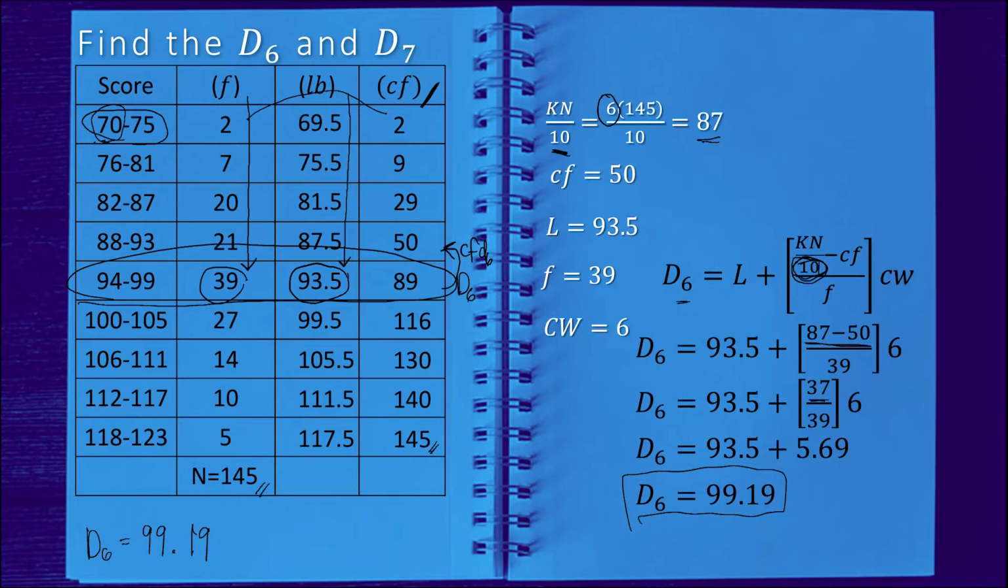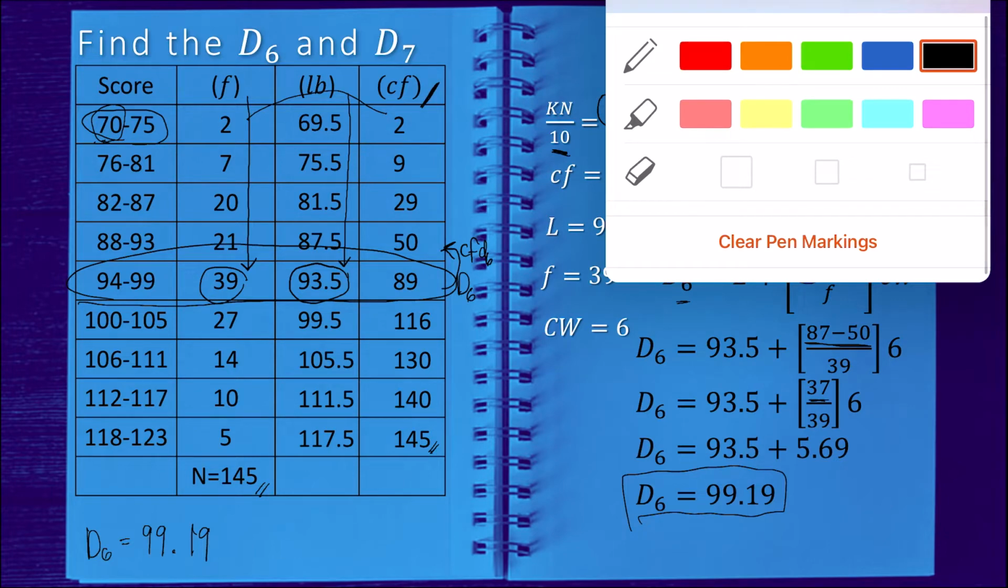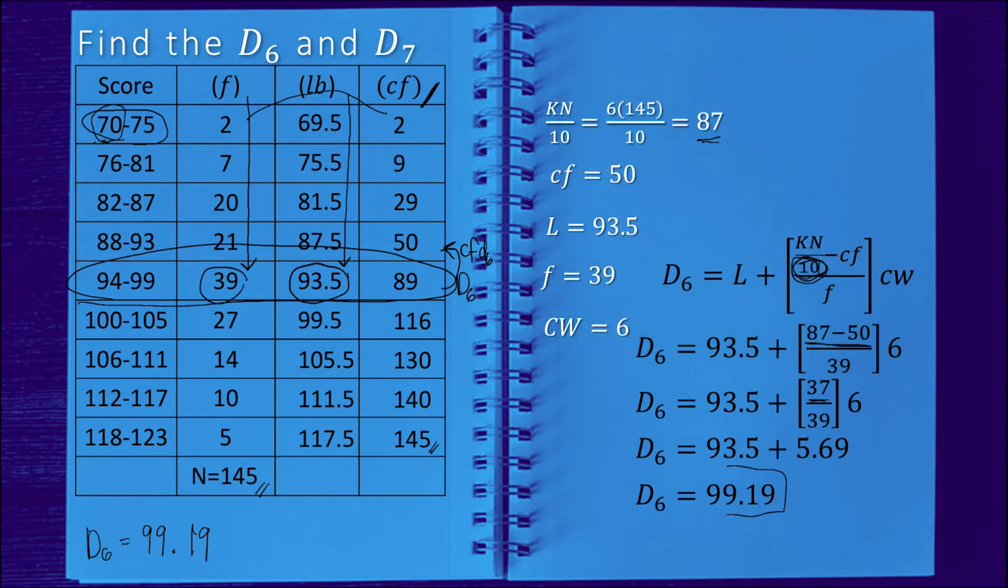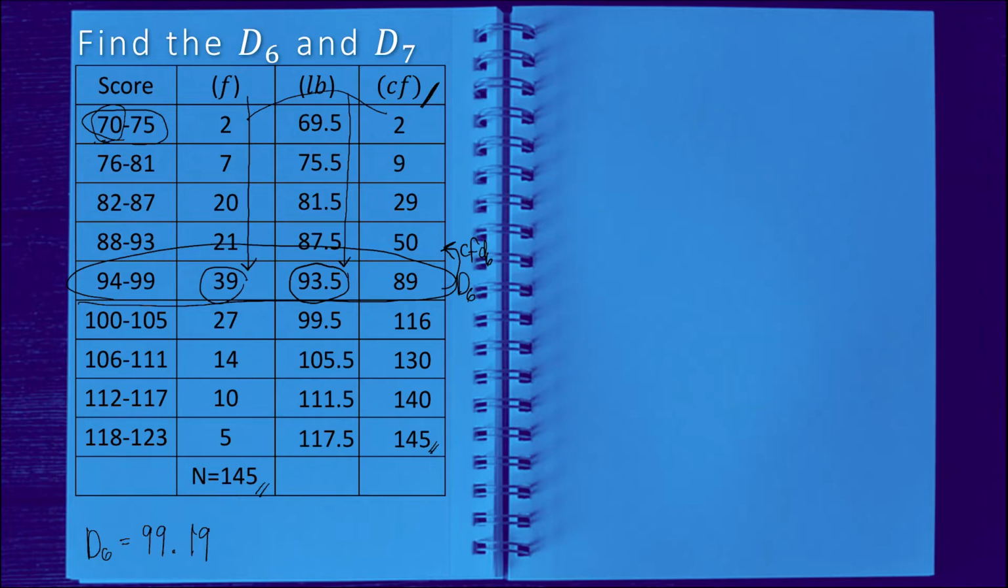Next po natin is the D sub 7. Binura ko po muna lahat ng nakasulat dito sa right side para hindi tayo malito. Then, D sub 7 na tayo. Pag sinabi naman natin D sub 7, that is the 7th decile. Again, 10 po yung ginamit natin as value ng i kasi decile is 10.